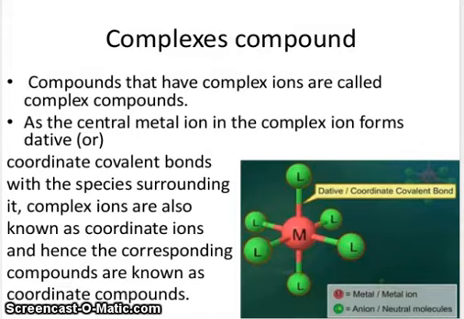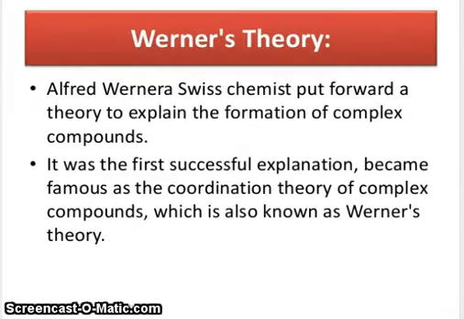Coordination compounds that have a complex ion are called complex compounds, as the central metal ion in the complex ion forms dative or coordinate covalent bonds with the species surrounding it. You know friends, complex ions are also known as coordinate ions, and hence the corresponding compounds are known as coordinate compounds. Now, Werner theory.